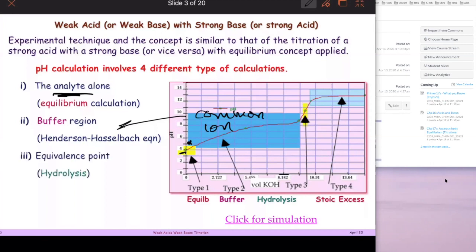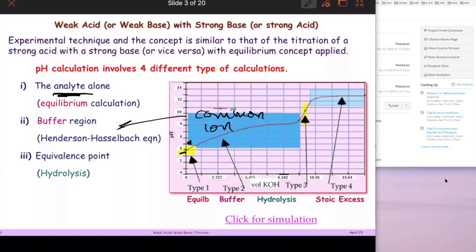Then we have the equivalence point. At the equivalence point, all of your analyte has converted over to its conjugate, all of it. But now it's in a different volume. So the moles are still the same as your original acid, but the volumes change because you've added some titrant. You've got to calculate that concentration because it's not going to be the same as the original chemical that you had. It's a different concentration because the volume changes as you add more base.